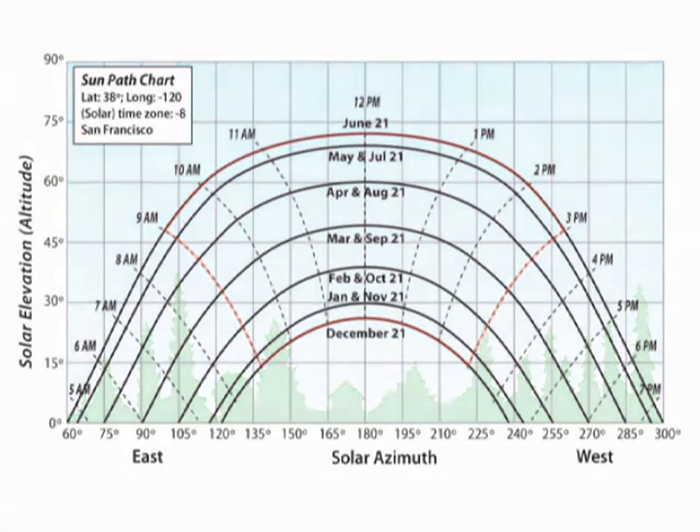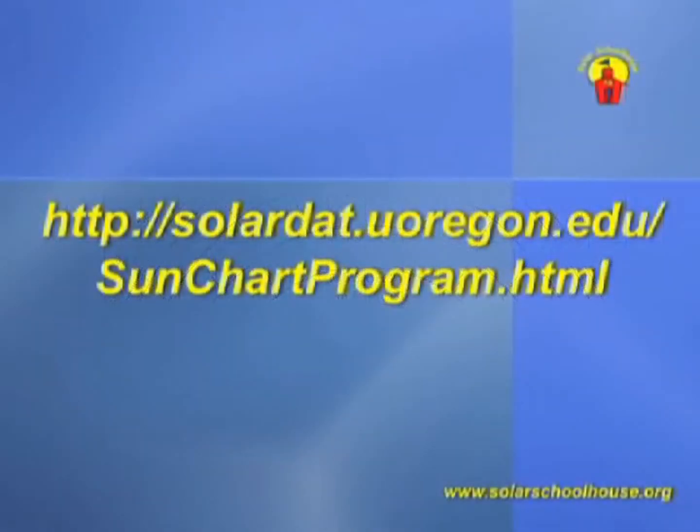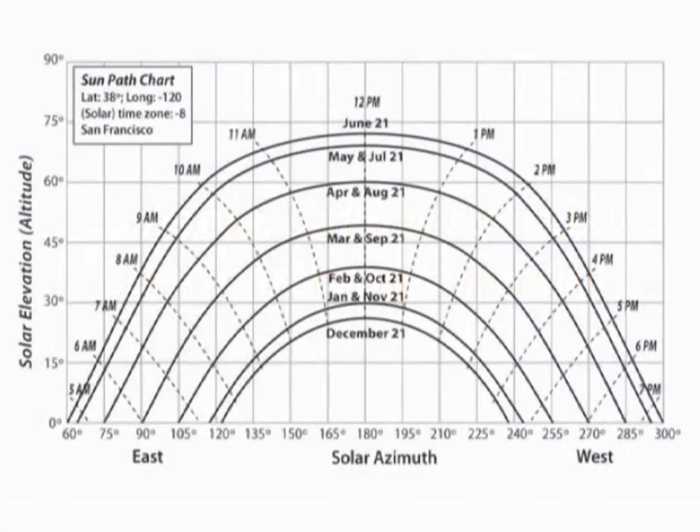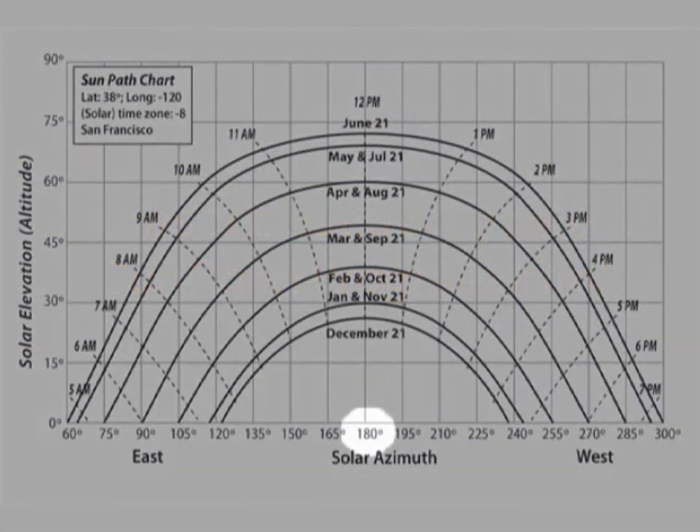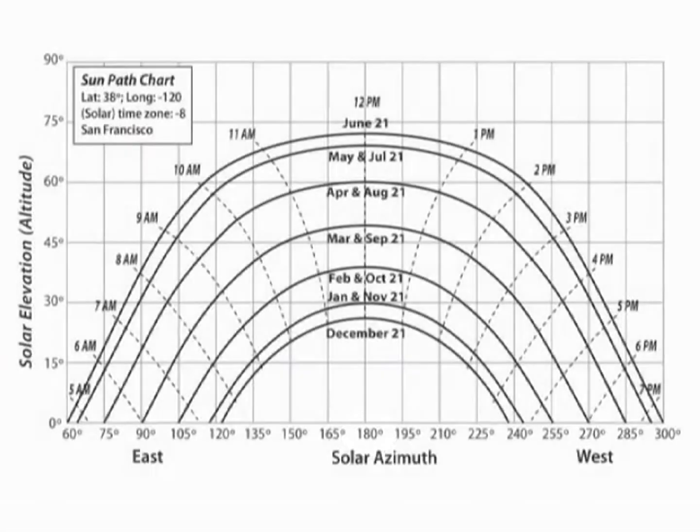The University of Oregon has an online program for creating sun path charts like these for your location. It's available for free at this web address. After making the charts online, you can print them out and check them at your location to see if any obstacles will shade your site. To do this, line up the south, or 180-degree, measurement on the bottom of the chart with true south at your location. You can find south with a compass.